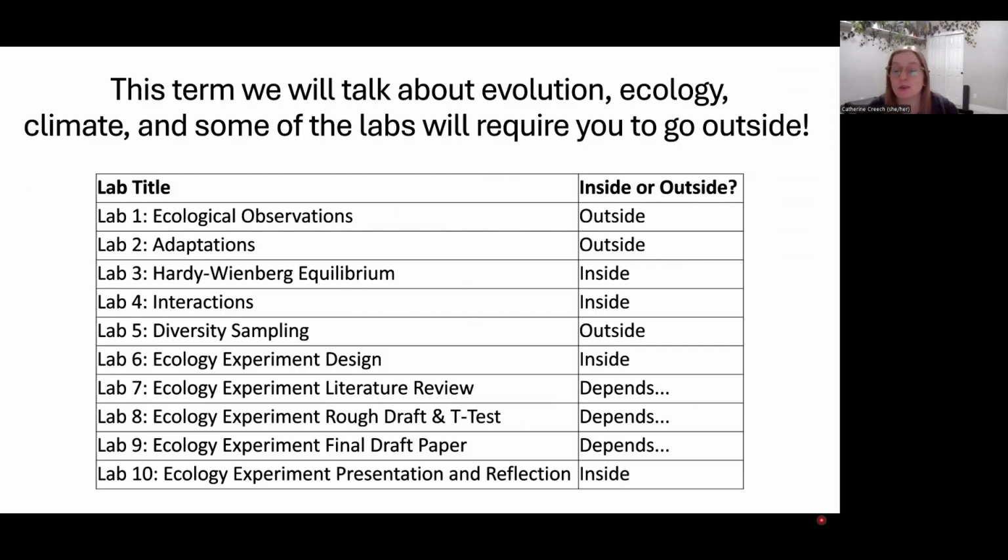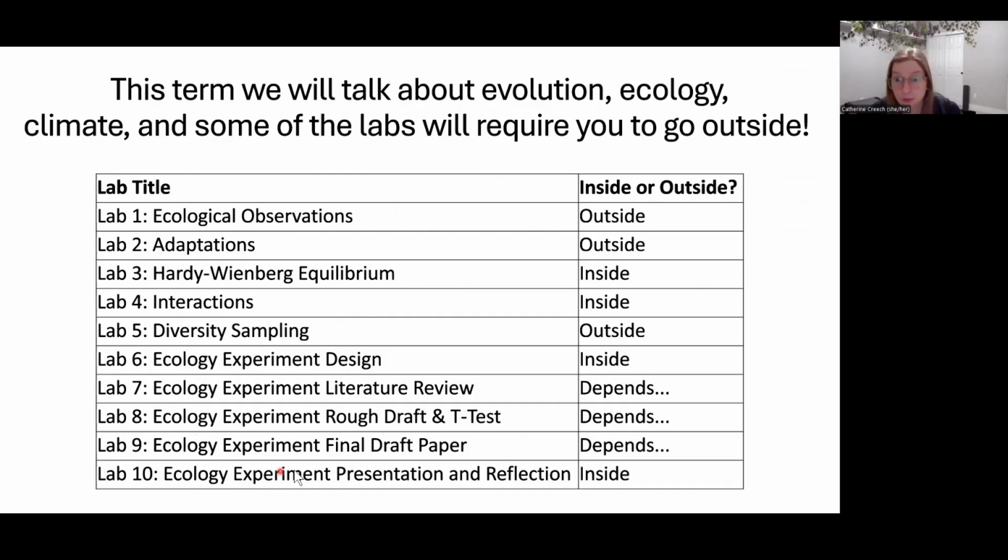The reason it's hard to do it in the dark is a lot of it is observations and taking photos and measuring things that you can see. So please plan ahead. Our first two labs are definitely going to require you to go outside. Then we have two labs that are indoor. Diversity sampling is outside. You're going to have to be counting plants. So definitely outside for that.